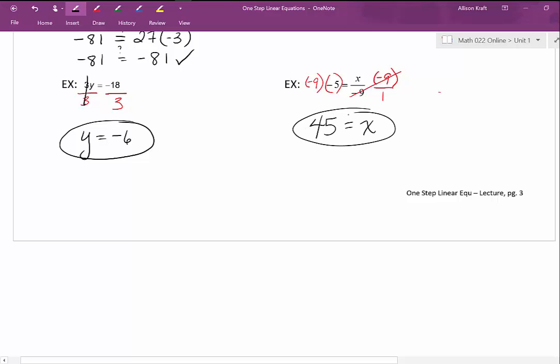X equals 45. I'm going to show you how to check this one. We haven't seen one with division yet. Checking is done the same way. We simply plug our answer, our solution, into our original equation and make sure that we get a true statement. So is negative 5 equal to 45 divided by negative 9? Cleaning up that right-hand side, we see that we do get a true statement of negative 5 equal to negative 5.